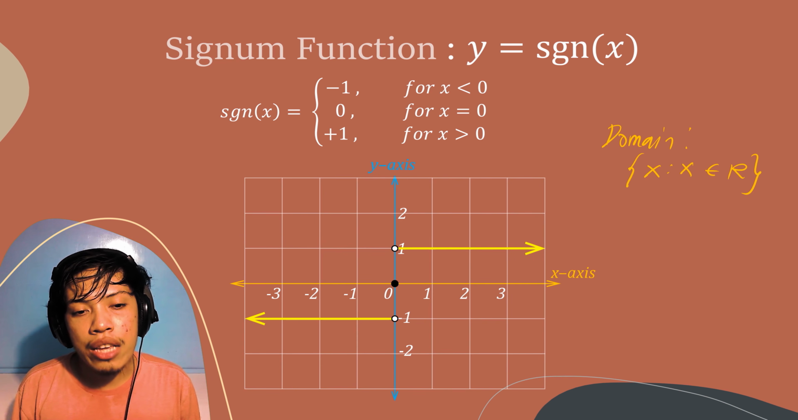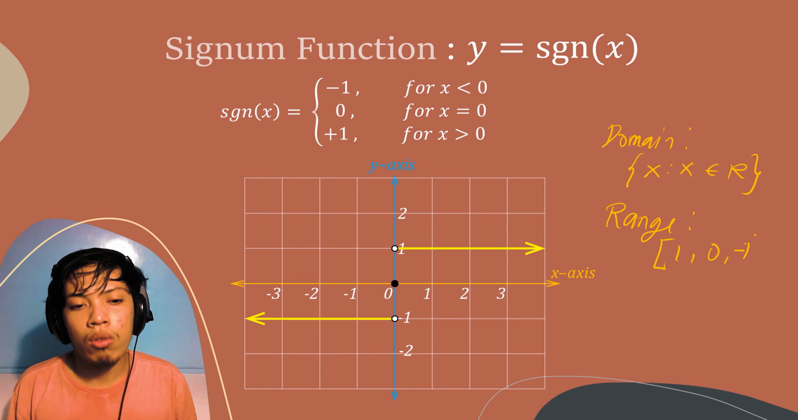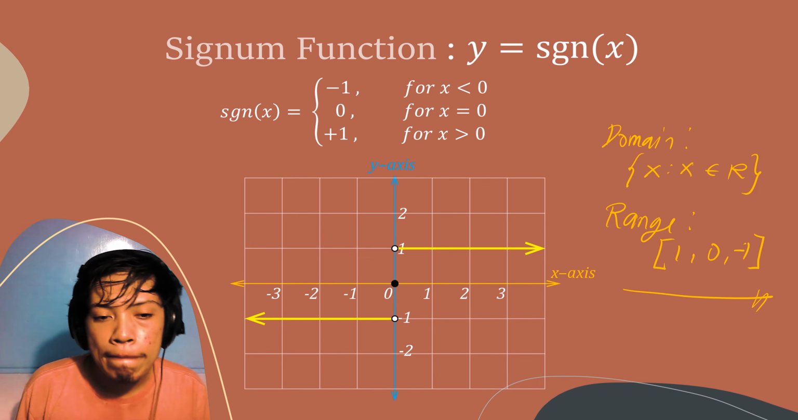How about the range? There are only 3 values for the range. That is 1, 0, and -1. So your range will be, you can put it like this: 1, 0, -1. This is your range.